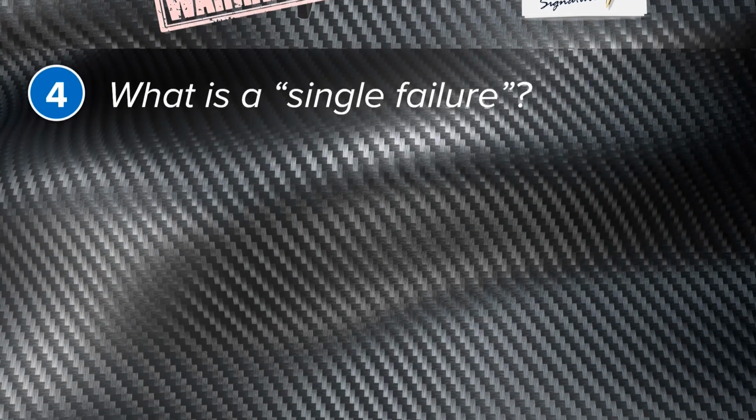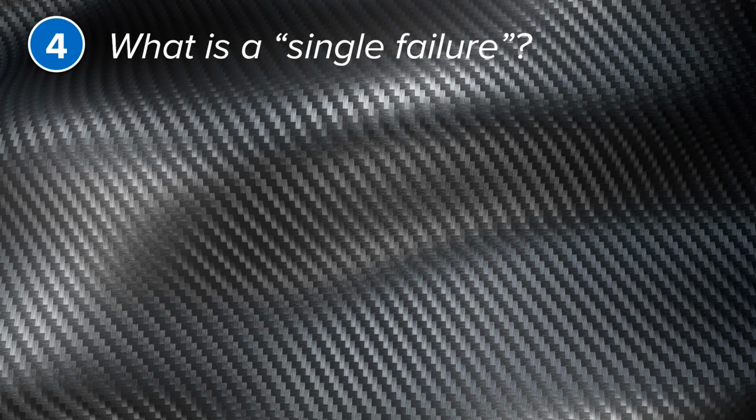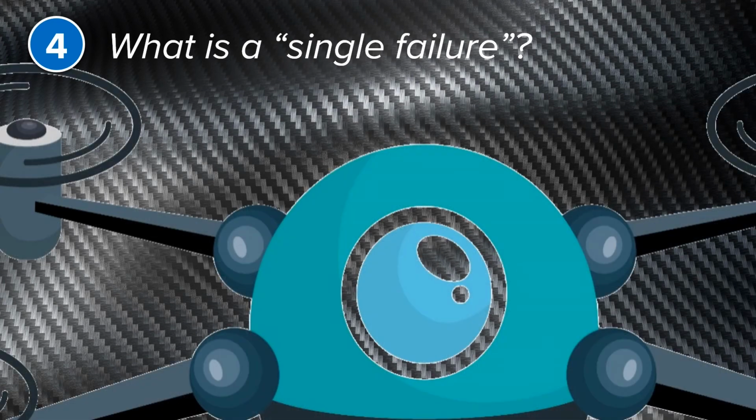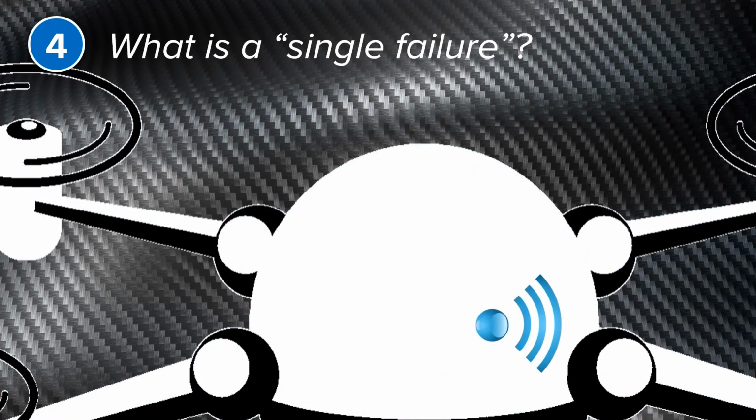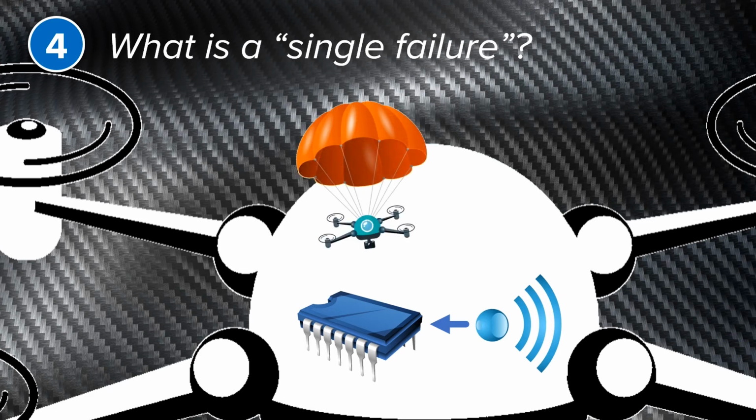Finally, we have the question, what is a single failure? We will answer this with an example looking inside the drone. Here is the radio module that communicates with the ground control station. It relays the received commands to the autopilot. This drone also has a flight termination system plus parachute, which are both activated via the autopilot.